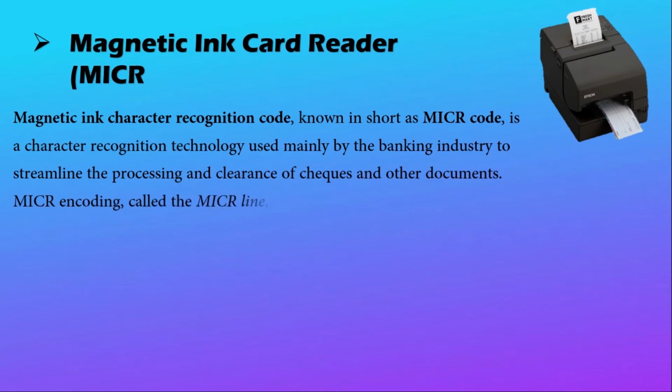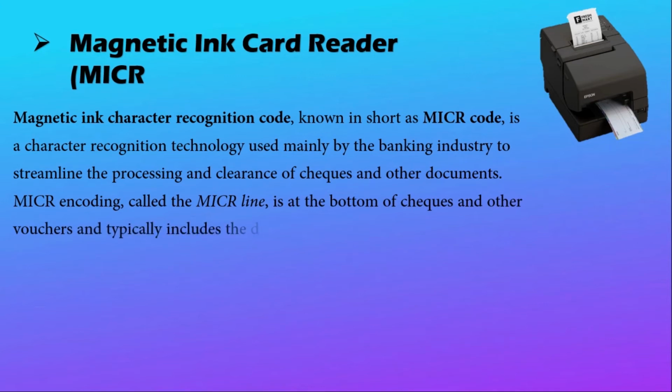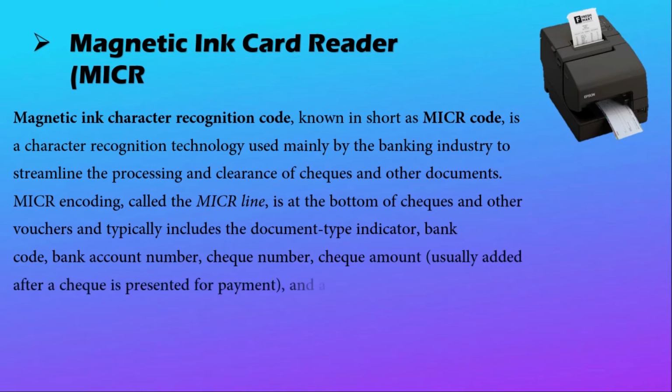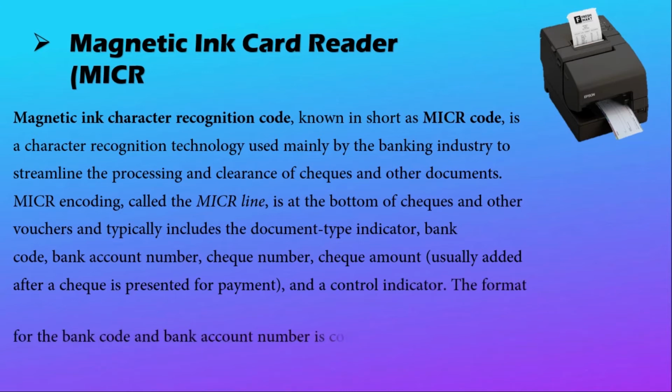MICR encoding, called the MICR line, is at the bottom of checks and other vouchers and typically includes the document type indicator, bank code, bank account number, check amount, usually added after a check is presented for payment, and a control indicator. The format for the bank code and the bank account number is country specific. So this was the long definition.